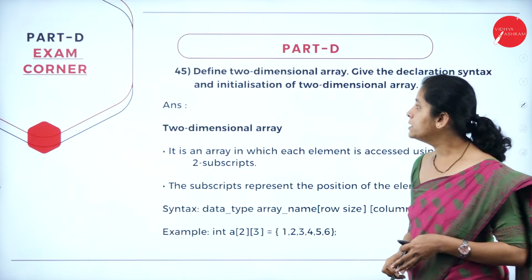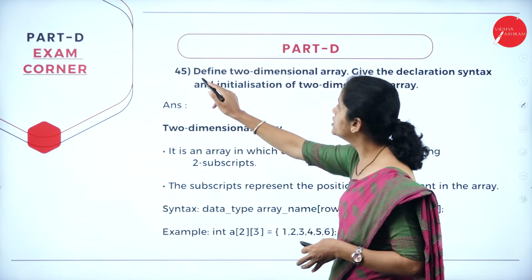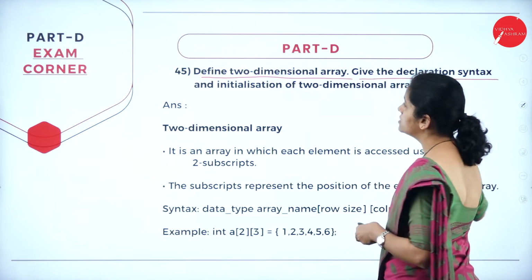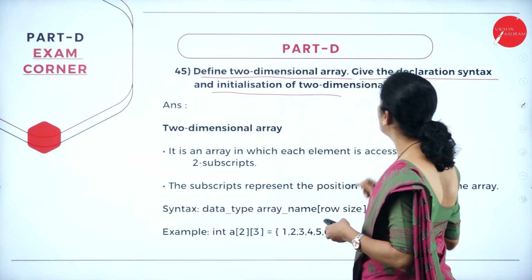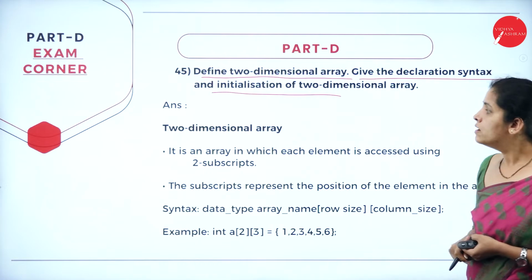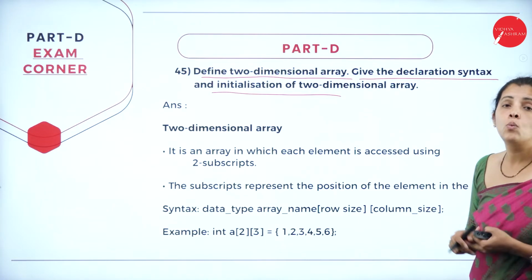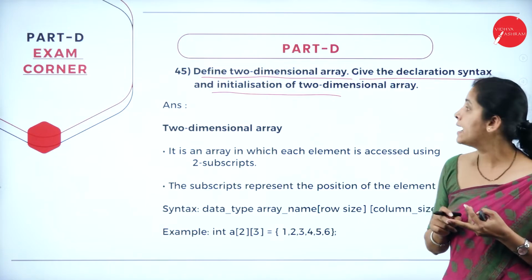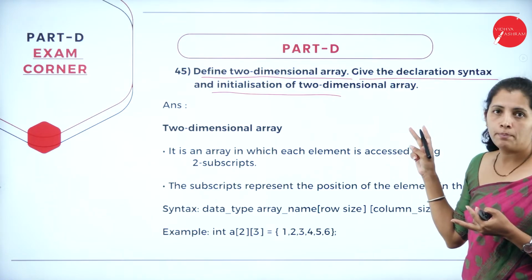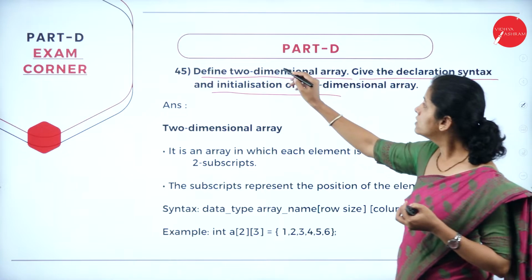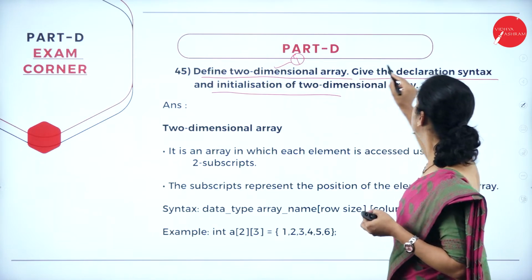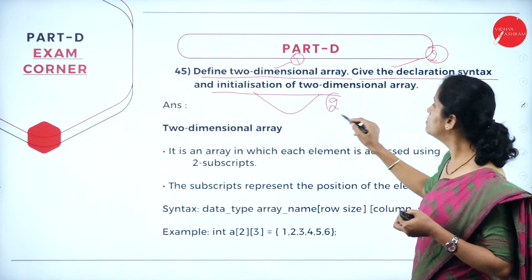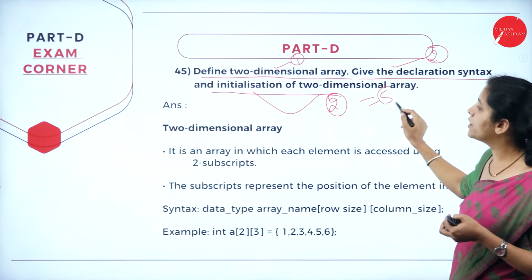Now let me consider another question. Define two-dimensional array, give the declaration syntax and initialization of two-dimensional array. First, I want to define what is two-dimensional array, then I want to write the syntax along with example. Now, definition carries 1 mark, syntax carries 2 marks, example carries 2 marks. So, total it is 5 marks.